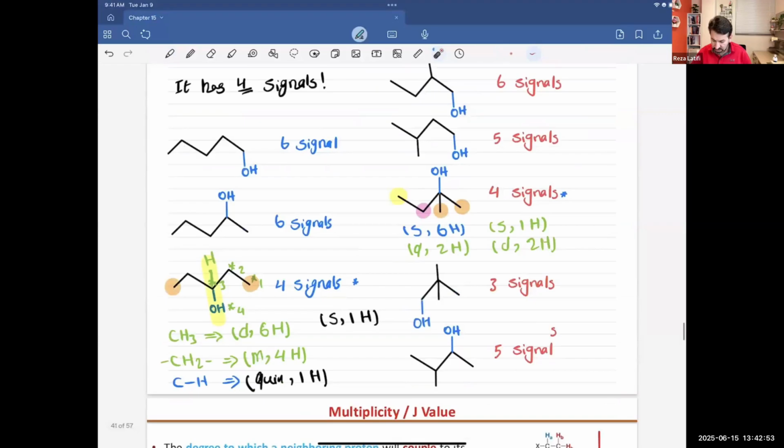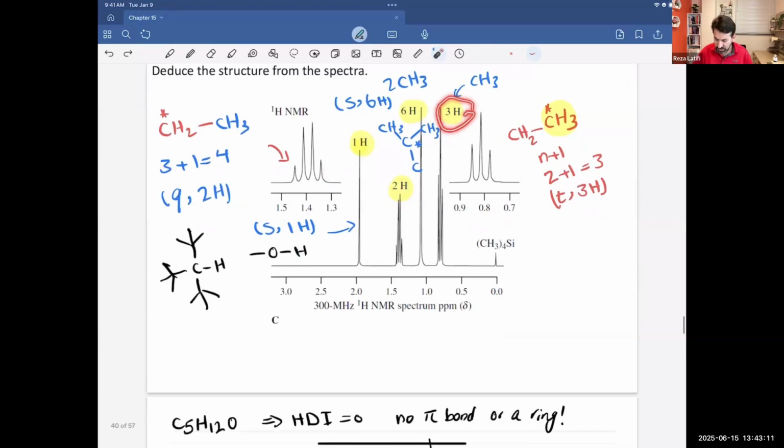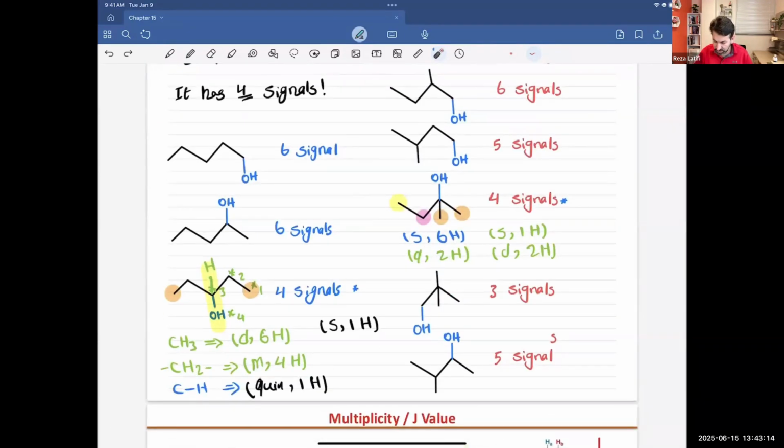I got quartet, 2 hydrogen, forgive me. The 2 hydrogen, we got it, quartet. And how about this? 3 hydrogen, supposed to be triplet. Let's see, 3 hydrogen and triplet.